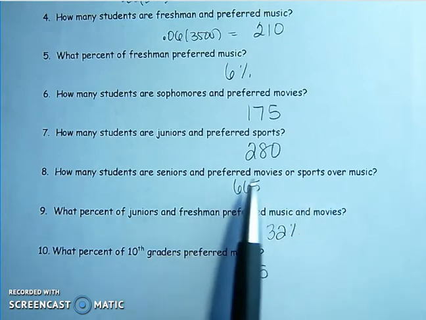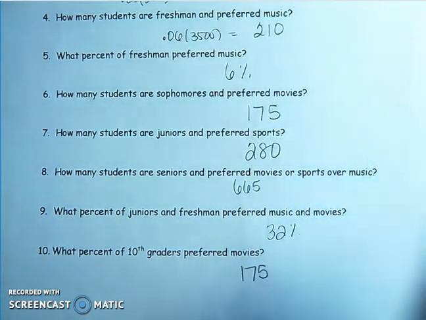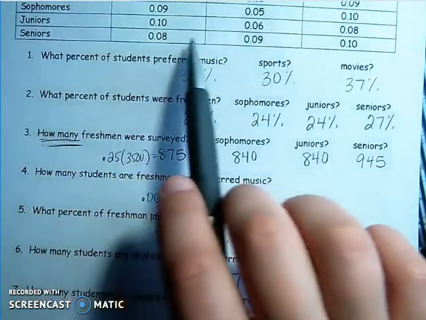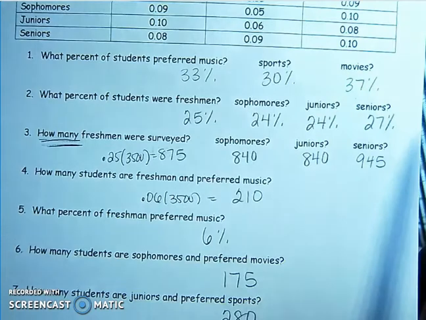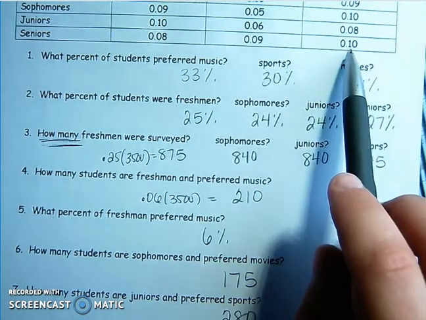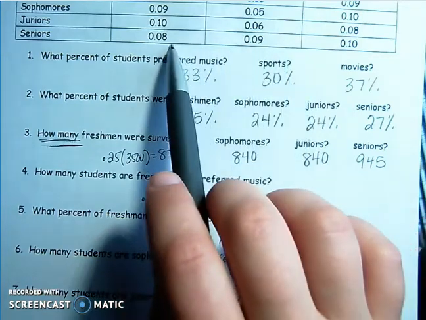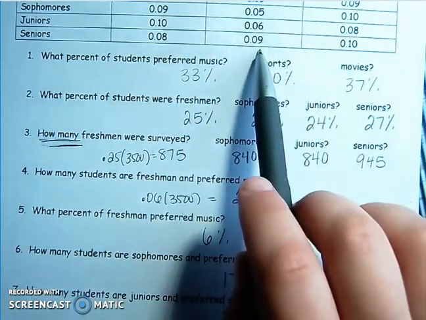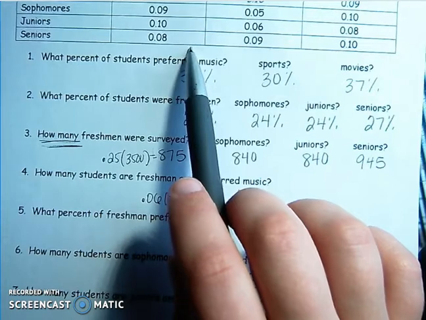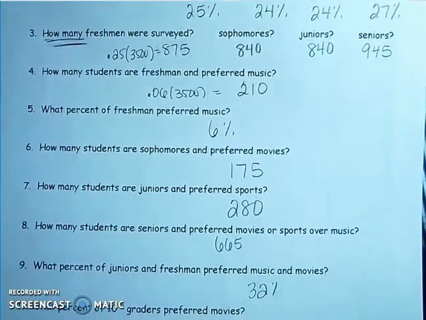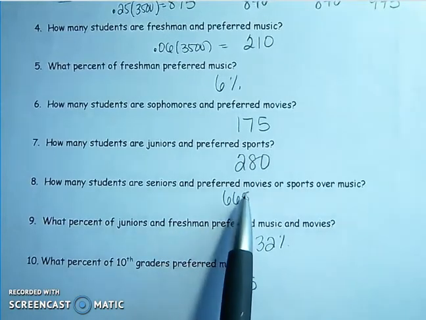How many students are seniors and preferred movies or sports over music? So that one's a little tricky. We're looking at seniors. So this row that preferred movies or sports, so 10 and 9, so 19% over music. So 19 minus the 8 is 11, so 11% more, times our 3,500 gave us the 665.